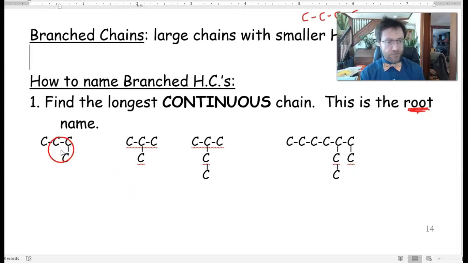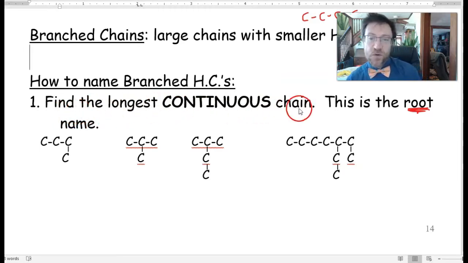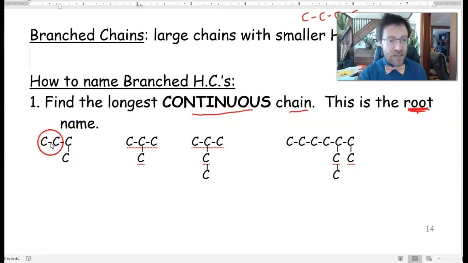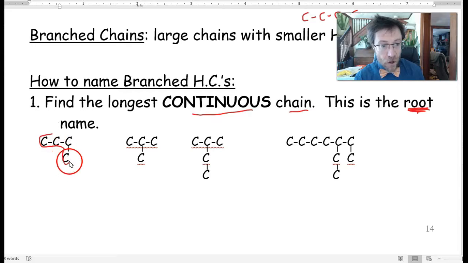So this first one, let's see. 1, 2, 3. Is that it? Well, it's 3 right in a row, just like it's supposed to be a straight chain. It says right here to find the longest continuous chain, so isn't that just 3? No, because it says continuous. So here is the root. This is what we call the base chain. That one has 4. You get what I'm saying?